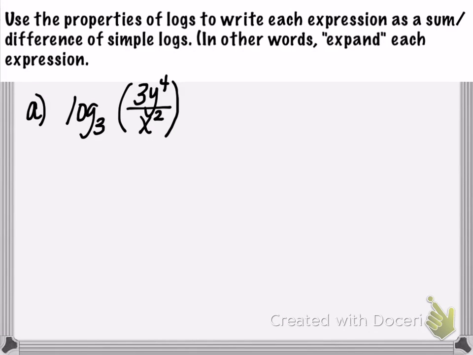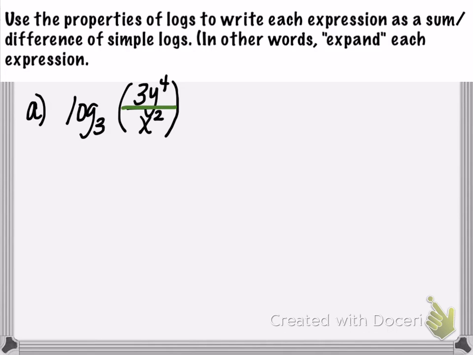We want to use the properties of logs to write each expression as a sum or difference of simple logs. In other words, we wish to expand this expression. So we begin by taking a look at the argument, which is 3y to the fourth divided by x squared.